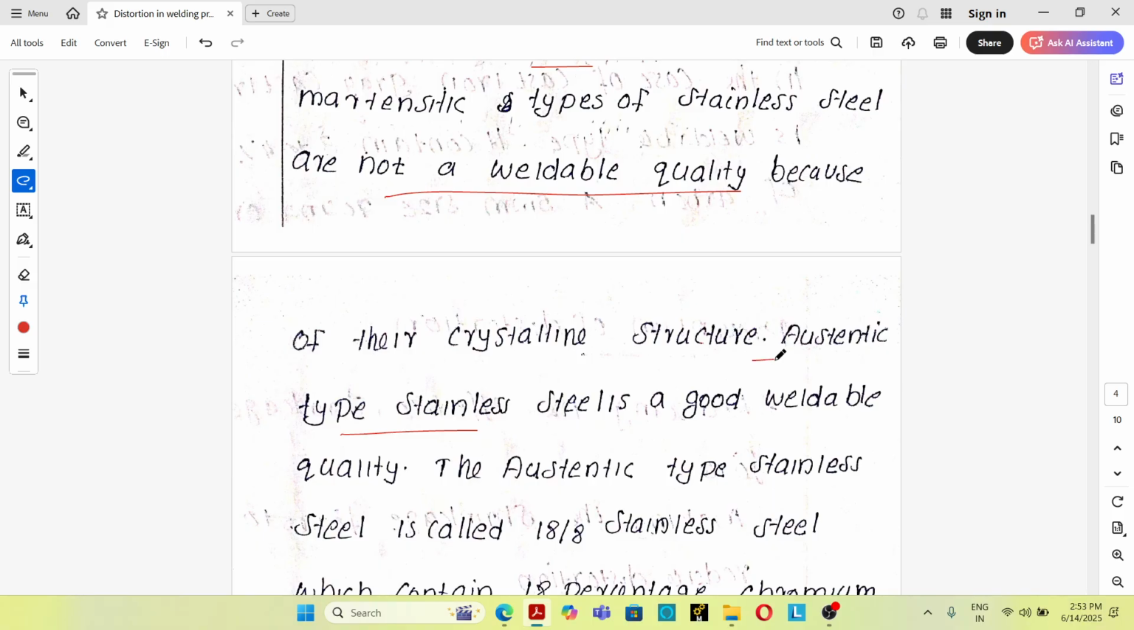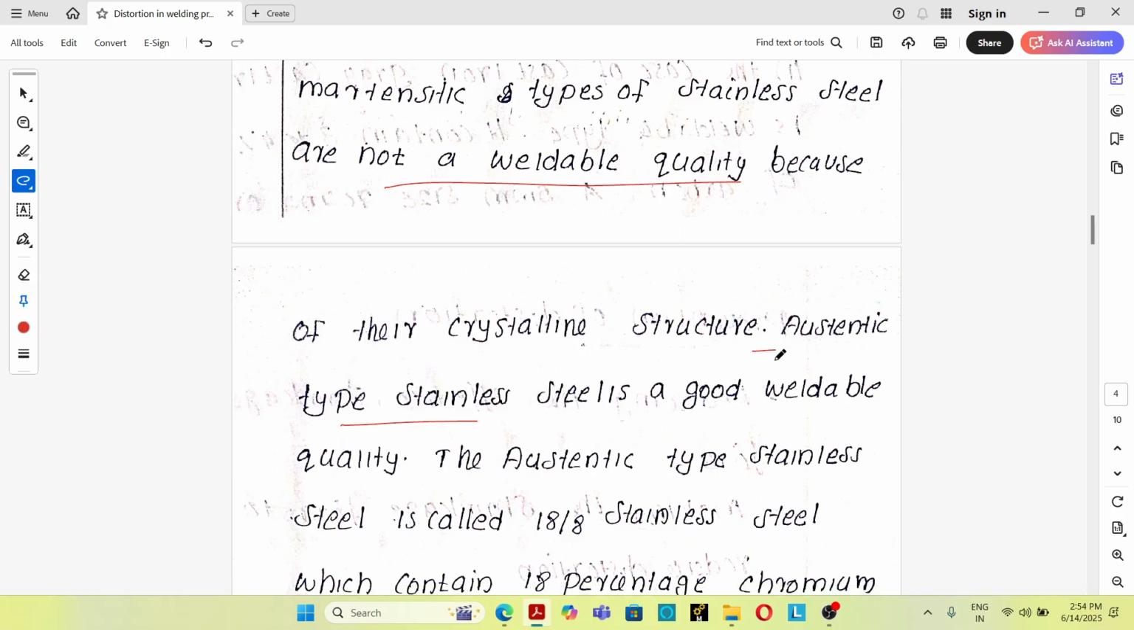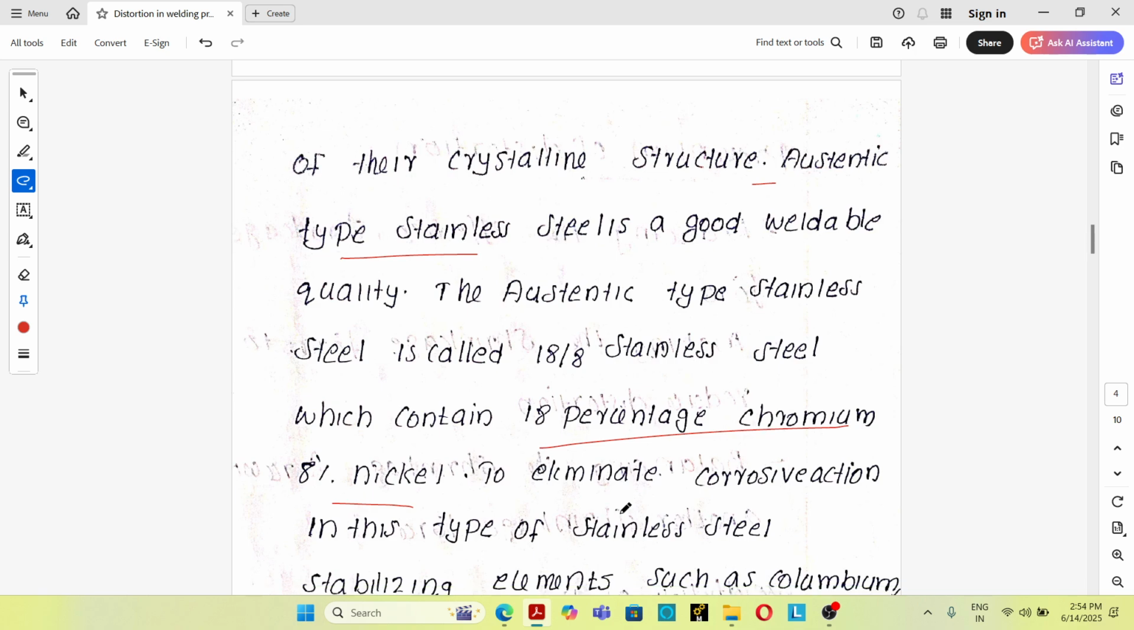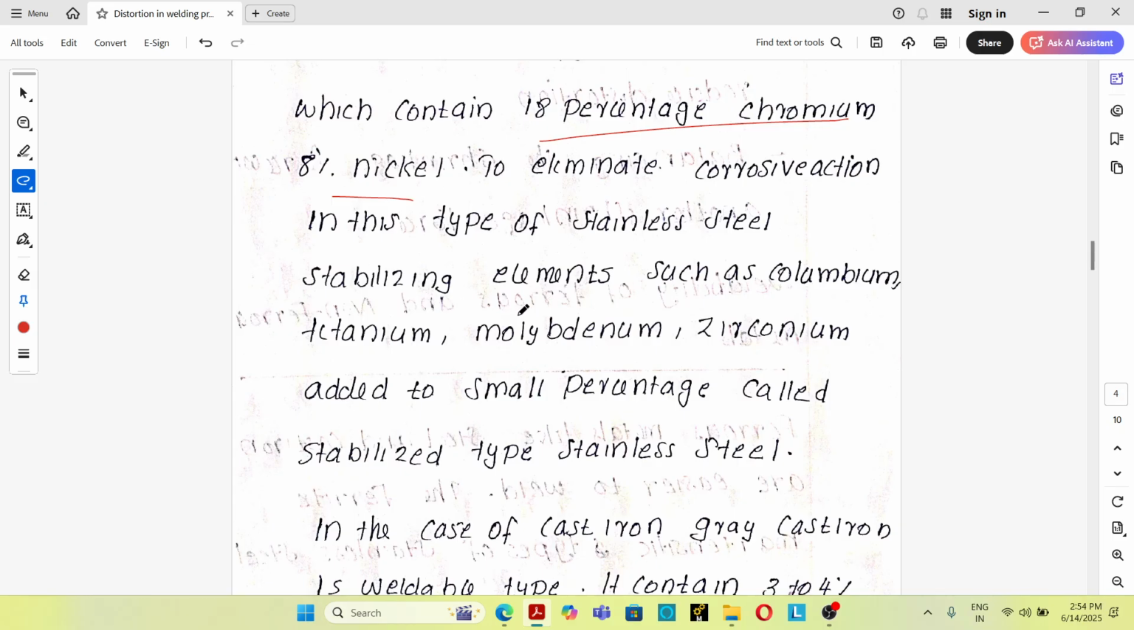Austenitic stainless steel is what is commonly welded. The austenitic type stainless steel is called 18/8 stainless steel, which contains 18% chromium and 8% nickel. To eliminate corrosion in this type of stainless steel, stabilizing elements such as columbium, titanium, molybdenum, and zirconium are added in small percentages, called stabilized type stainless steel.